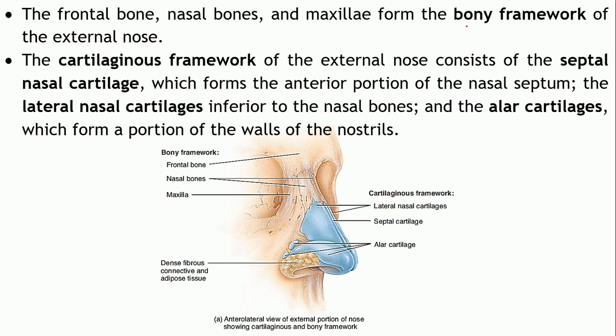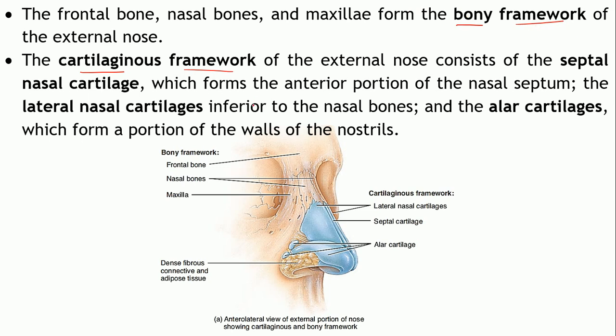So, we have seen that external nose comprises a bony framework and a cartilaginous framework. Certain regions of the external nose are made up of the bony framework basically, and it is covered by skin and the muscles. In certain regions, it is formed by the cartilaginous framework. Now, coming to the bony framework.